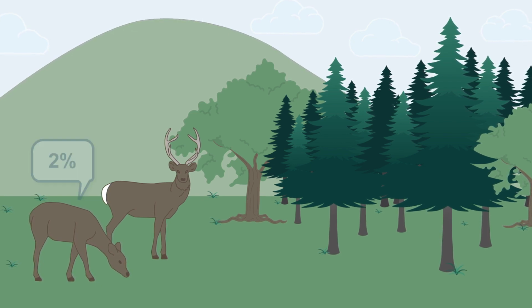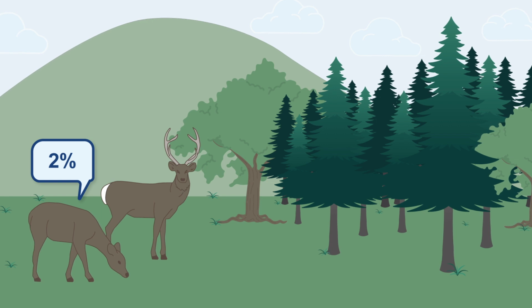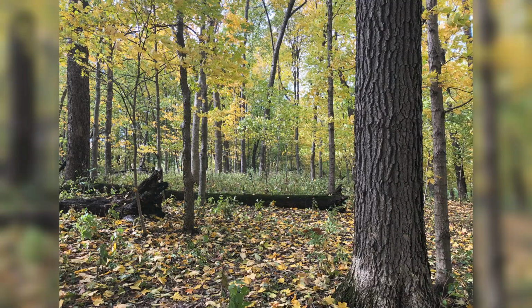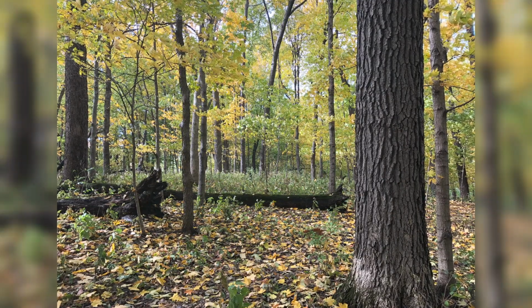Most ticks spend less than 2% of their lives on a host. This means over 98% of their lives are spent unattached and free in the environment. By taking advantage of this behavior and targeting areas in the environment where ticks are likely to be, you can maximize your control efforts. But where are ticks found in the environment?